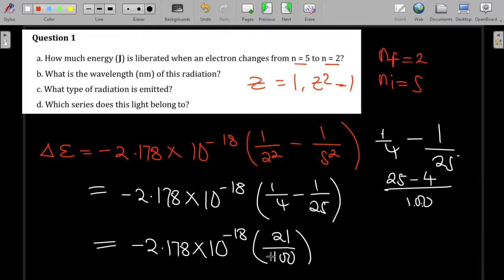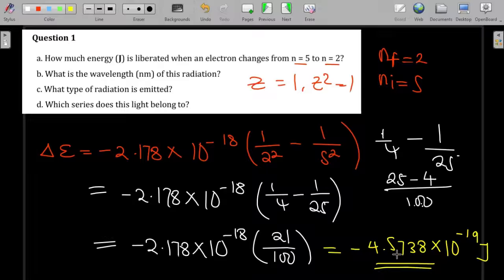What is left is just to punch this whole value onto the calculator and then you get the final answer. Counter check with your own calculators. If I punch this on my calculator, I'm getting minus 4.5738 times 10 to the power minus 19, and this energy is in joules. So that's what we get as our energy liberated. The negative sign simply means it's the energy lost. If it's energy gained, you're going to find it should be positive. Because it's energy liberated or lost, no wonder we are seeing that negative there.